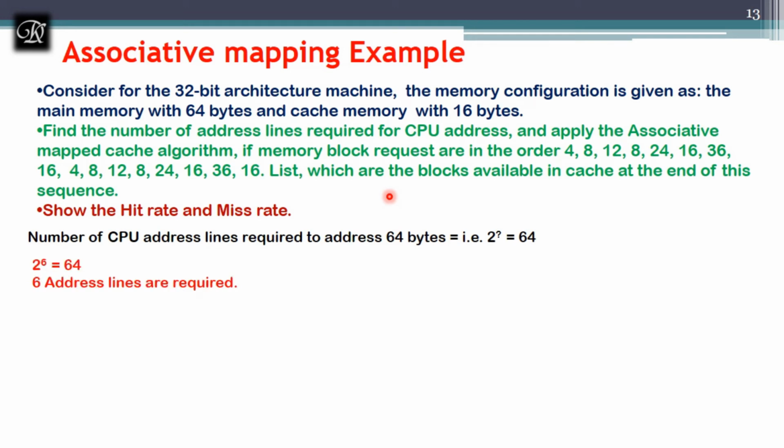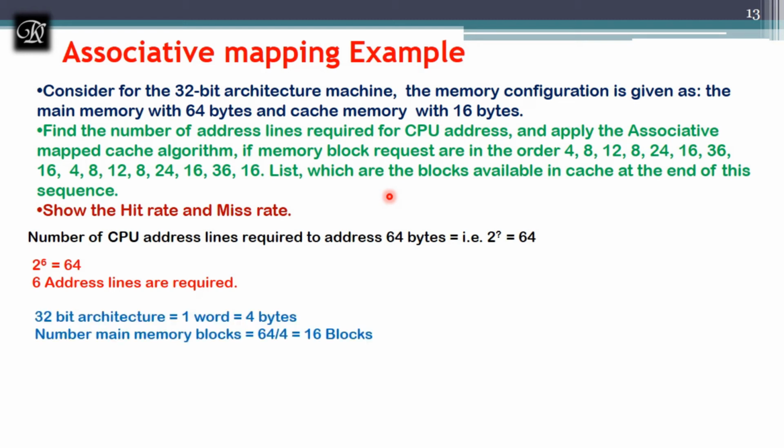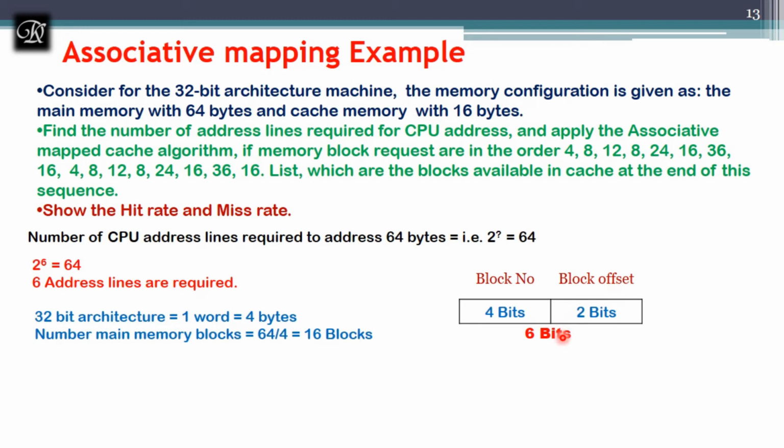There are 64 bytes of memory in the main memory, so I need 6 address lines. It's a 32-bit architecture. I need 4 bytes to store in one word. So 64 by 4 will give me 16 blocks. Next, the given address in the main memory we are going to divide into 2 parts: one is the block offset, and the other is the block number. The block offset has 2 bits where the 4 bytes will be addressed, and the block number has 4 bits which gives the 16 blocks. Similarly, when it comes to cache, we have 16 by 4, that is 4 blocks.